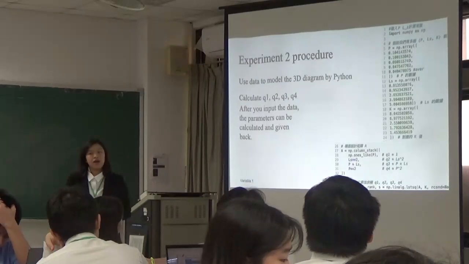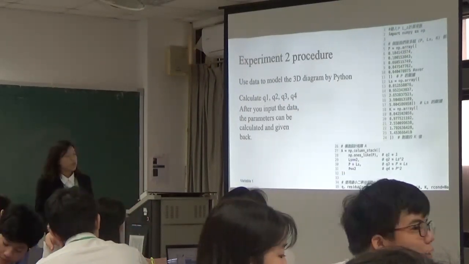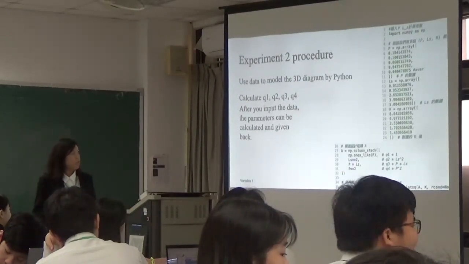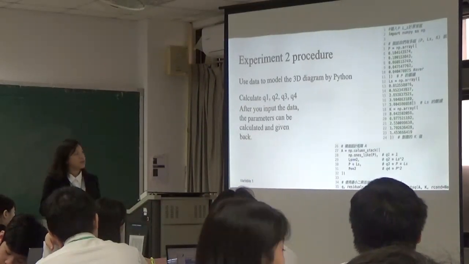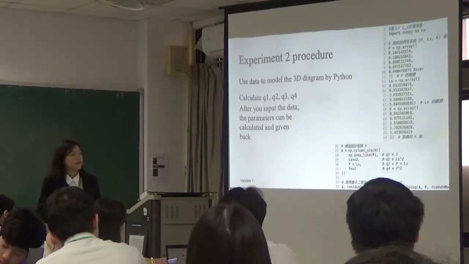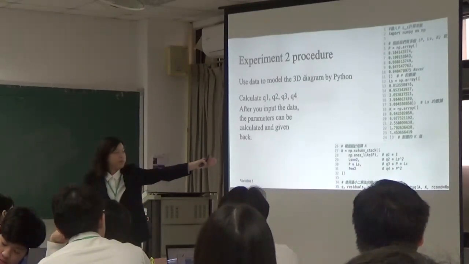This is the procedure of experiment 2. First, I'll calculate Q1, Q2, Q3, and Q4 by Python. After I input the data, the parameters can be calculated and given back, just like the code written here.